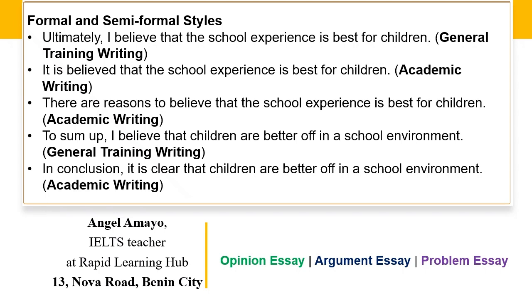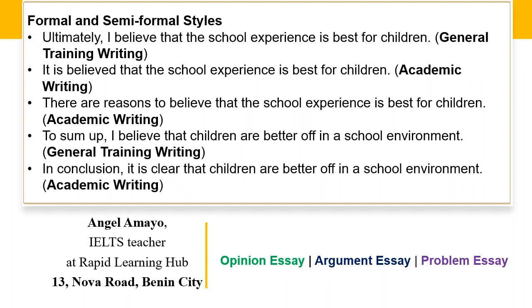Now, in a paragraph that concludes, you can write number 4, to sum up, I believe that children are better off in a school environment. In the case of general training, whereas in academic writing, you will write number 5, which says, in conclusion, it is clear that children are better off in a school environment.